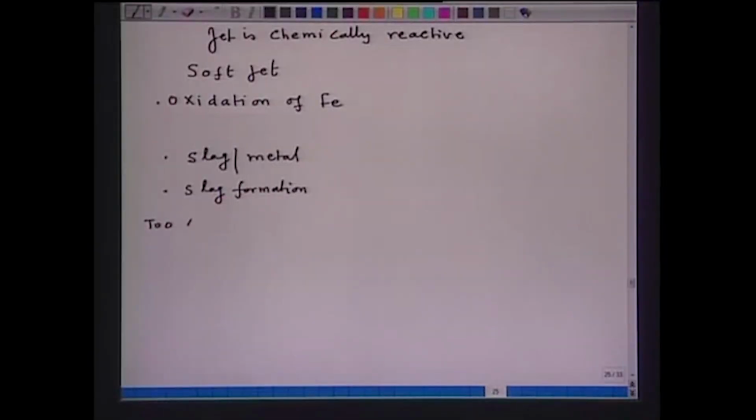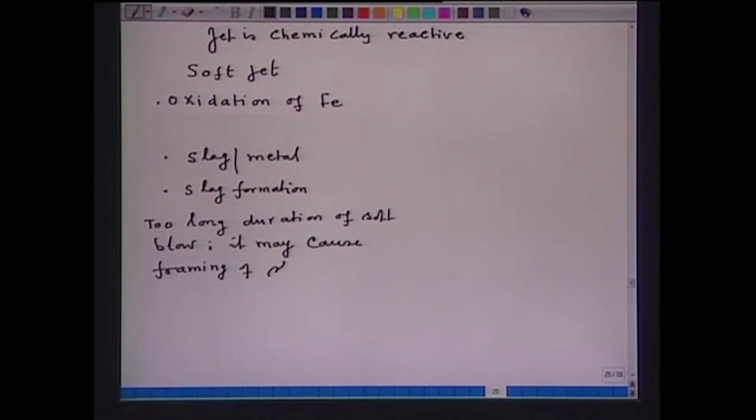So, too long a duration of soft blow is not good, because it may cause foaming of slag, and eventually slopping.